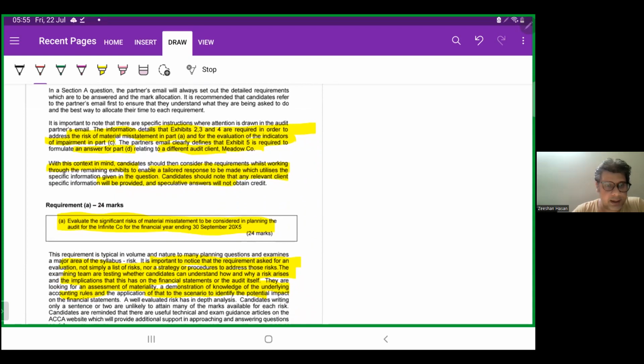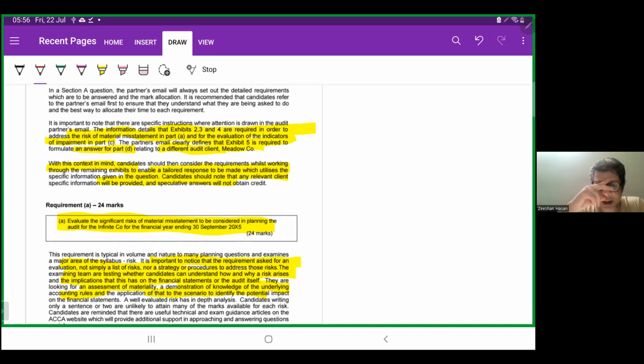Now, it is important to note that there are specific instructions where attention is drawn in the audit partner's email. The information detailed in Exhibits 2, 3, and 4 is required in order to address the risk of material misstatement in Part A and for the evaluation of the indicators of impairment in Part C. The partner's email clearly defines that Exhibit 5 is required to formulate an answer for Part D. So you do not need to consider Exhibit 5 for earlier requirements.